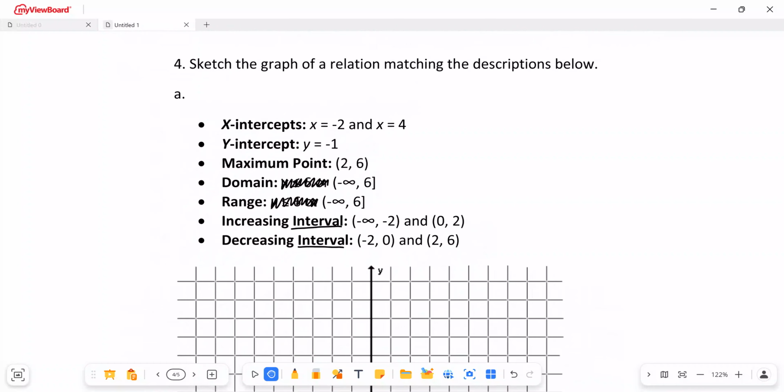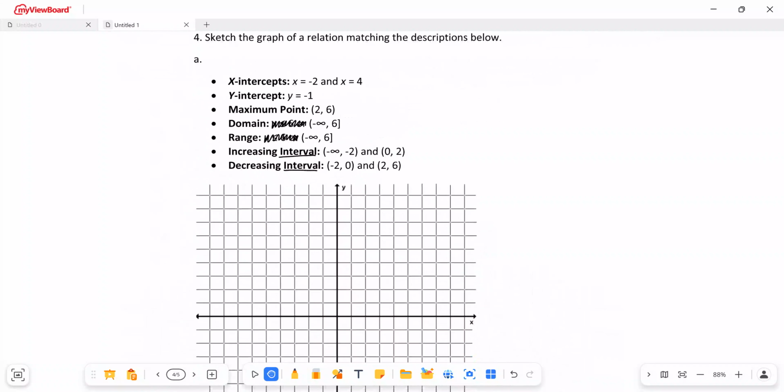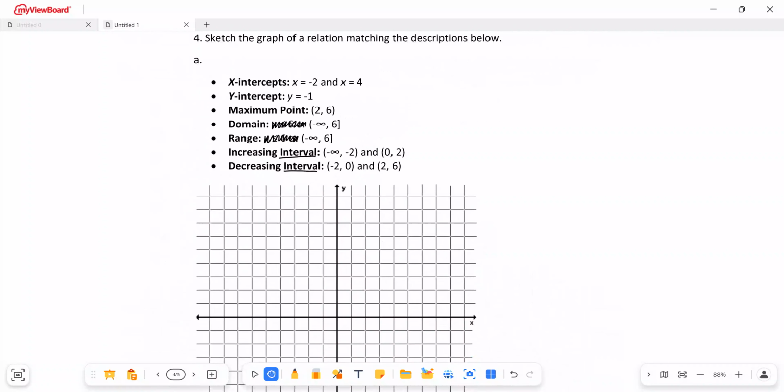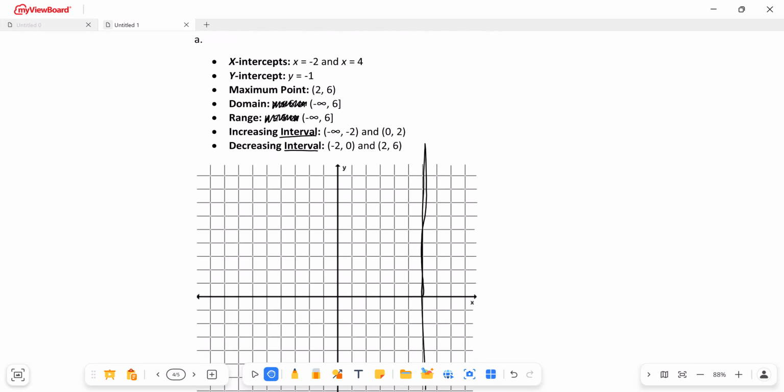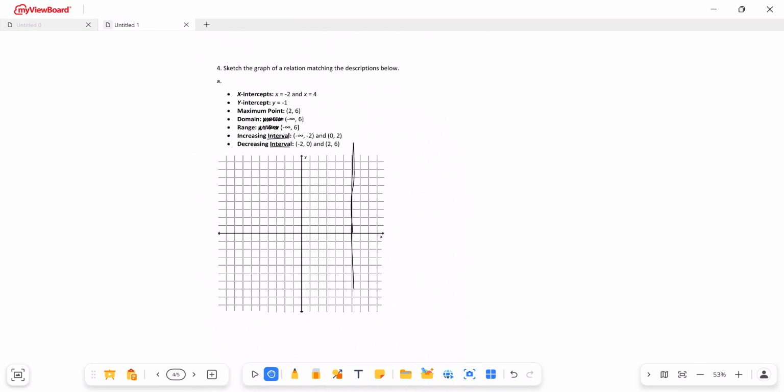Okay, so domain says negative infinity to positive 6. Is domain X or is domain Y? Domain is X. Okay, so from negative infinity to 6 for my X's. Negative infinity is all the way through the wall, through the Spanish classroom, to the bank. Okay. 6 is all the way, 1, 2, 3, 4, 5, 6, right here. Okay, so drawing a line along 6.